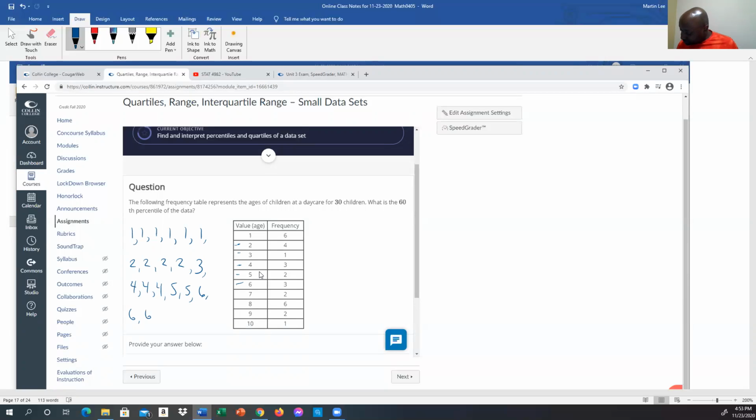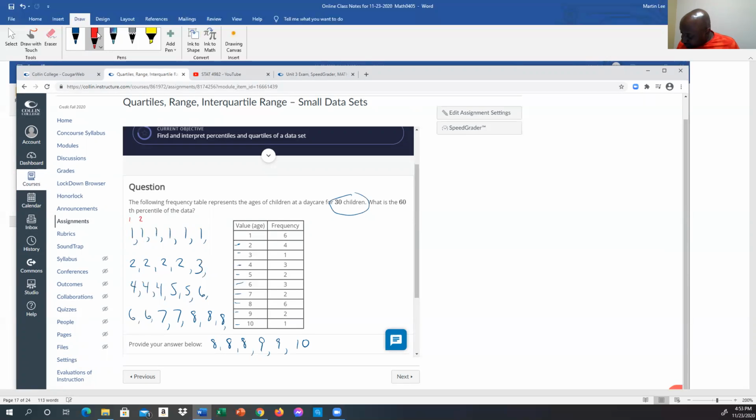The value 7 occurs twice. 1, 2. Value 8 occurs 6 times. 1, 2, 3, 4, 5, 6. The value 9 occurs twice. 1, 2. And then 10 occurs once. All right, let's label all of these numbers or elements of the data set. And it should be 30 because they tell us that there are 30 children.